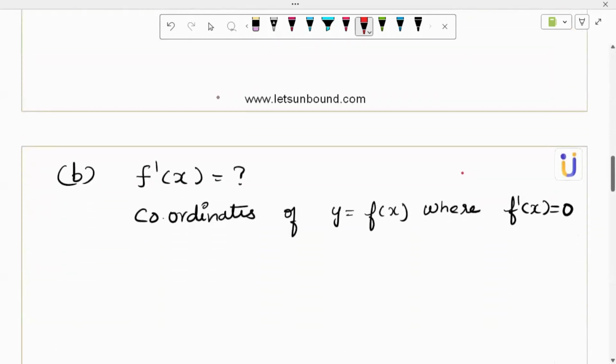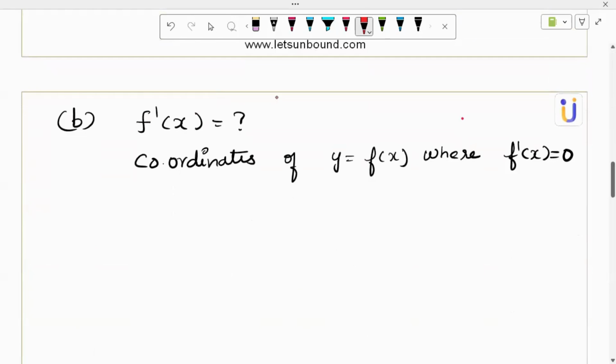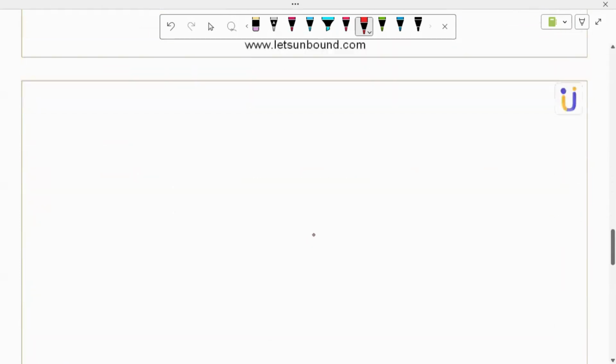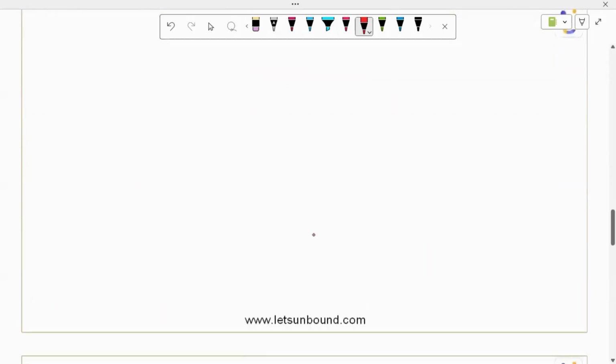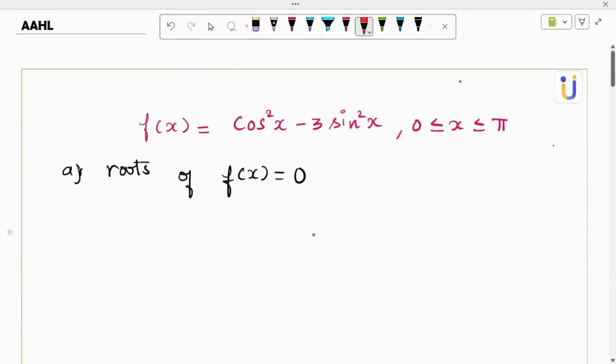And in the second part, we need to find the derivative of f of x and also the coordinates of the points on f of x where f dash of x is 0. Then at last we need to sketch the graph. So this is quite an extended question, and let's get started.